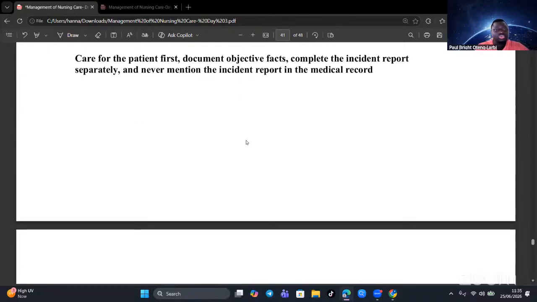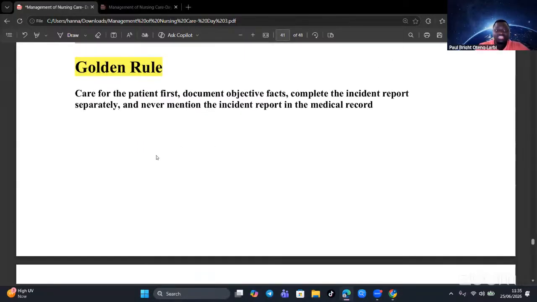So the golden rule to incident reporting says care for the patient first, document objective facts, complete the incident report separately, and never mention the incident report in the medical record. That is, incident report completed.